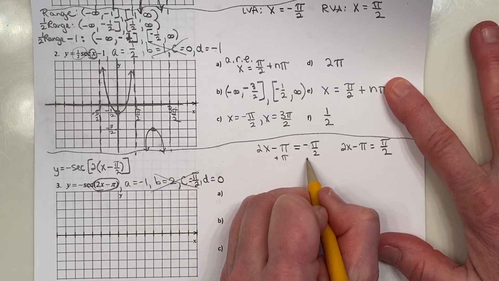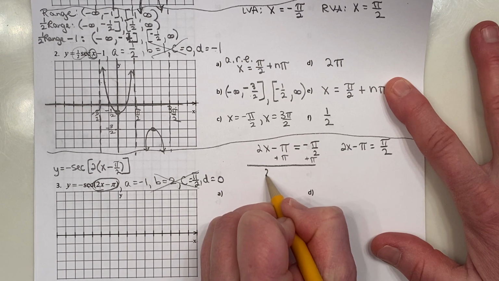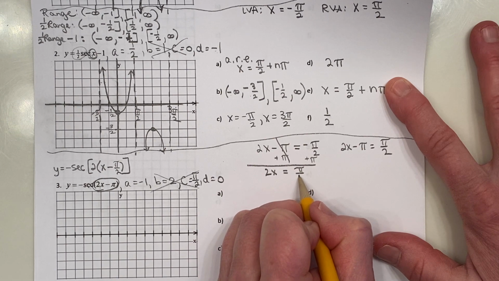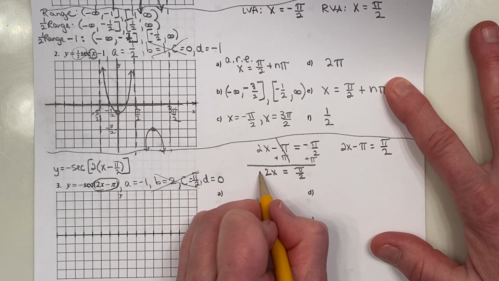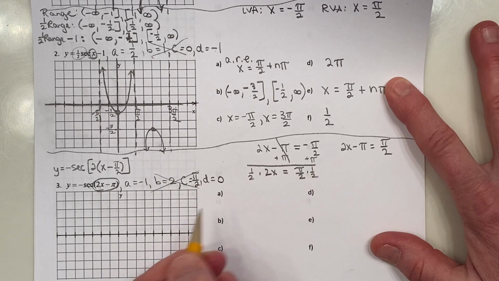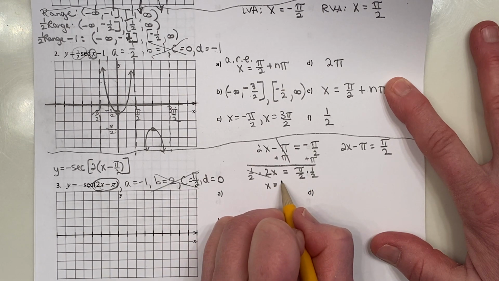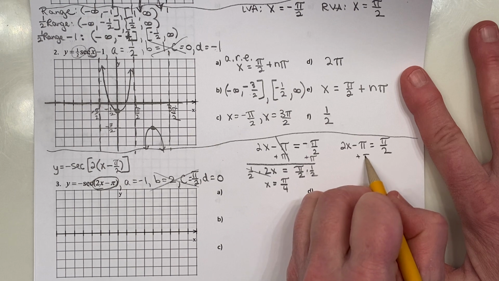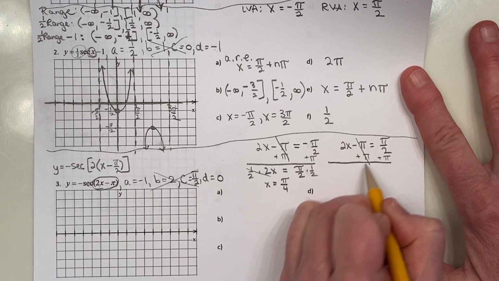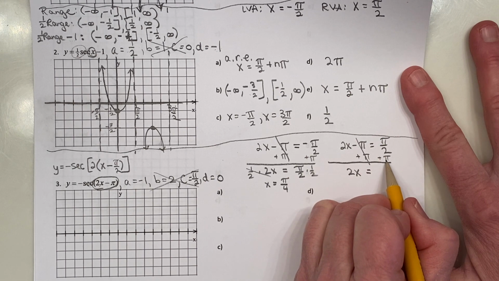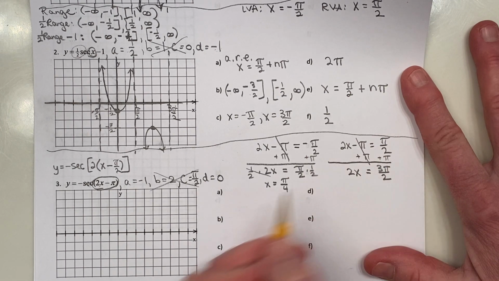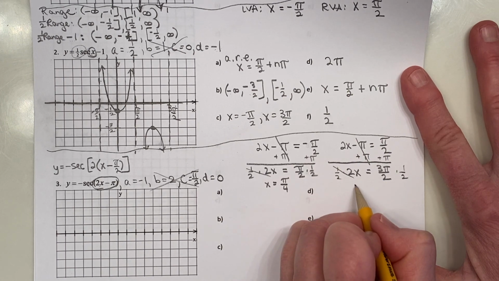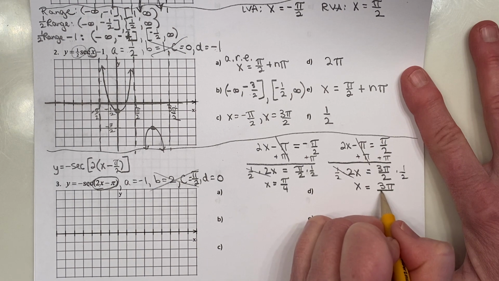Okay, let's add a pi. So a negative half pi and a whole pi is a positive half pi. Let's not divide by 2. Instead, let's multiply by a half. So it looks like I'm going to get x equals pi over 4. And let's add a pi here. So a half plus a whole is 3/2. And let's not divide by 2, let's multiply by a half instead. Looks like 3 pi over 4.